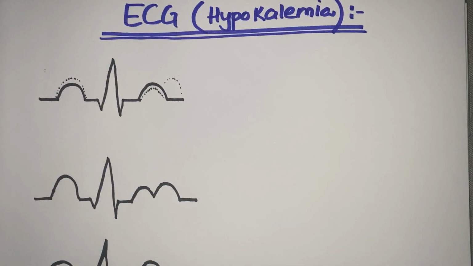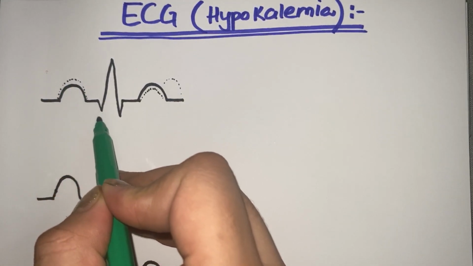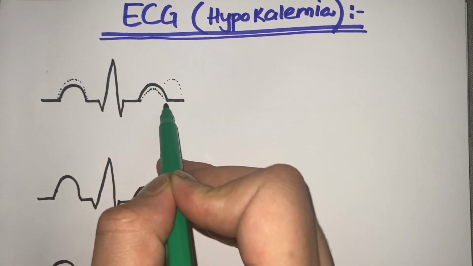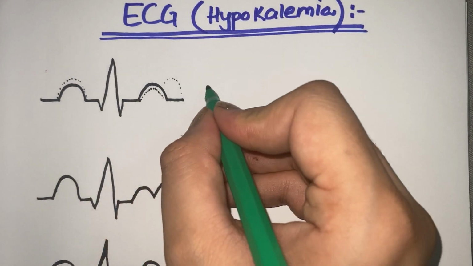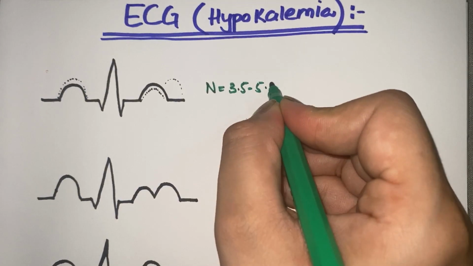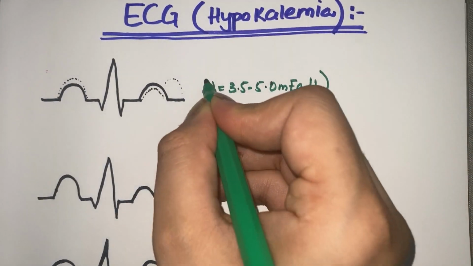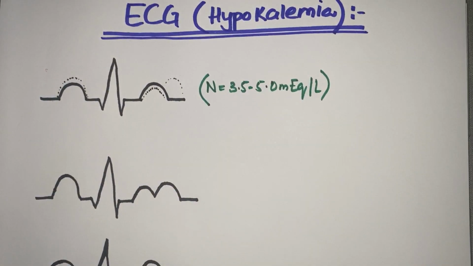Potassium is important here. So first of all, this is the normal ECG: normal P wave, QRS complex, this is the T wave and so on. This is the normal ECG in which the potassium ions were normal, 3.5 to 5 milliequivalents per liter. So this is the normal value. But now what happens is that hypokalemia has developed.